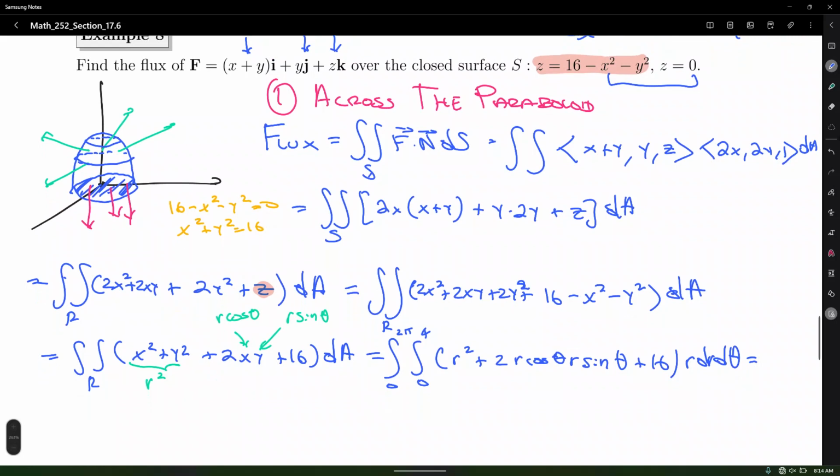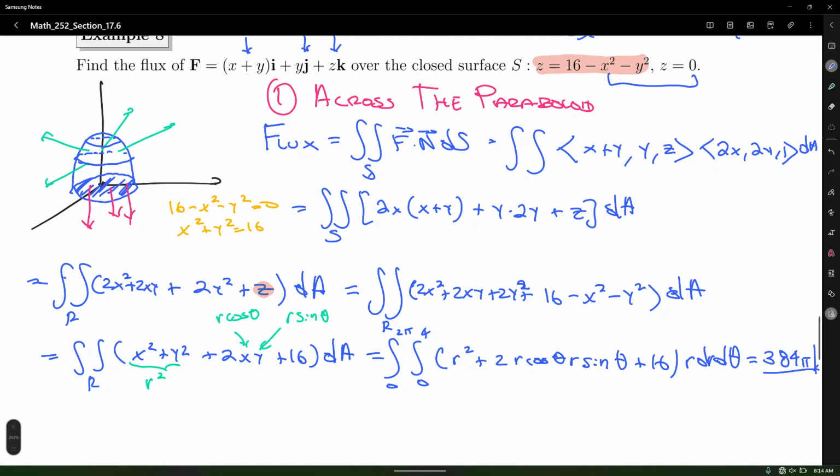I don't want to evaluate this double integral. I'm just going to give you the result. I think you can integrate r squared, you can integrate the product between cosine and sine, that's a pretty basic use, and integrate 16. So the result for this will be 384 pi. All right, so that is the flux across the paraboloid part.